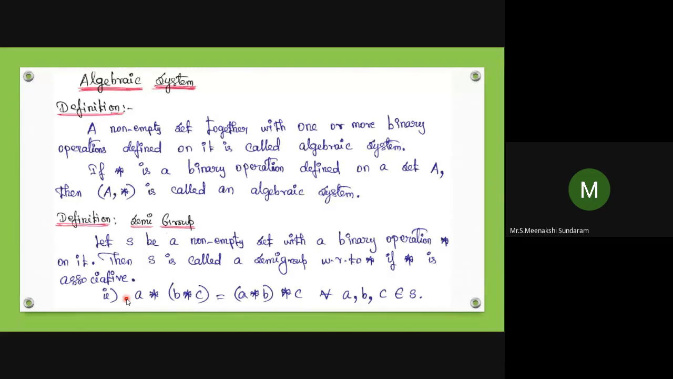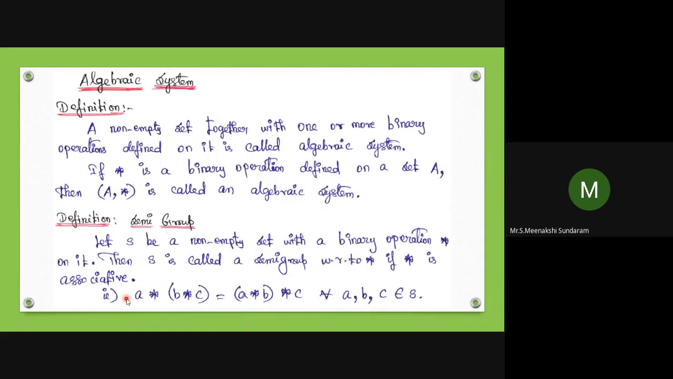Actually, for a semigroup, the closure property and associative property should be satisfied. For a group, we must satisfy four conditions: closure, associative, identity and inverse. But for a semigroup, satisfying only two is enough, that is the first two: closure and associative. But closure is automatically satisfied, because every binary operation has the closure property. So no need to check closure. Only associative needs to be checked, and that is enough.